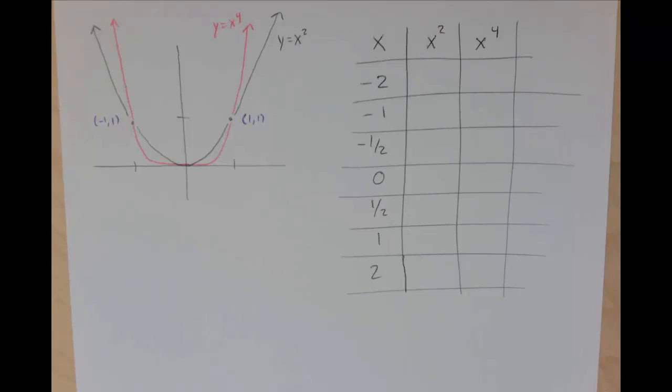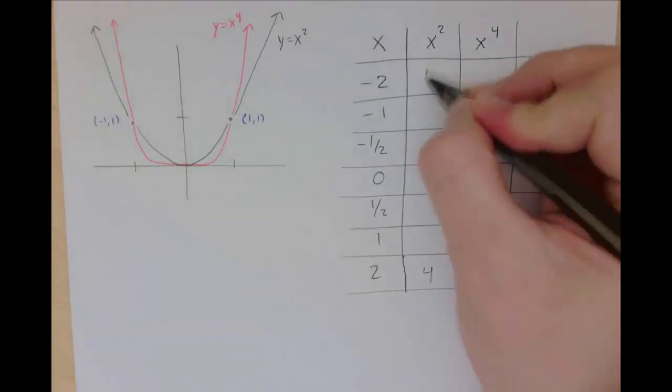Let's look at the even powers. So first, why do the graphs make a U shape at all? I think an example should make this clear. So 2 times 2 is 4, but negative 2 times negative 2 is also 4.